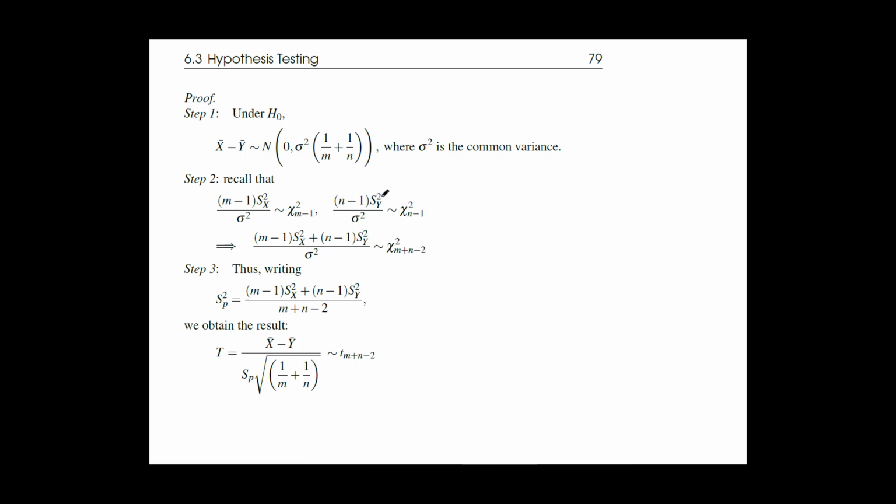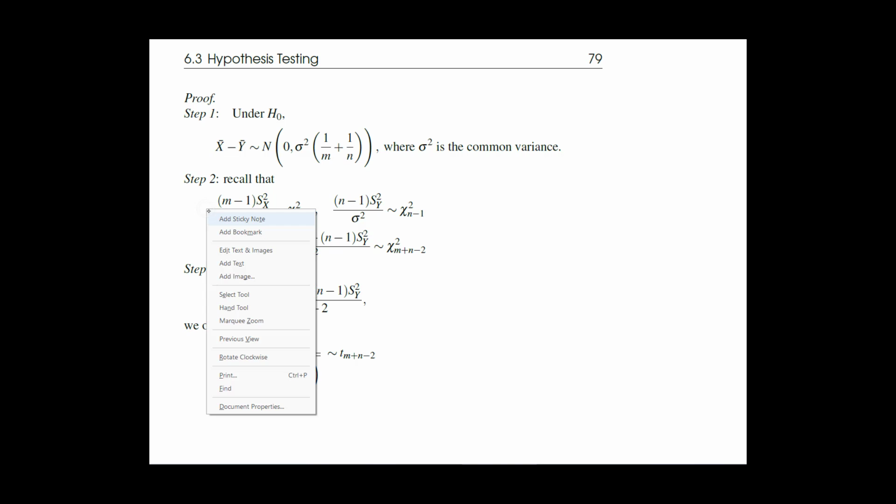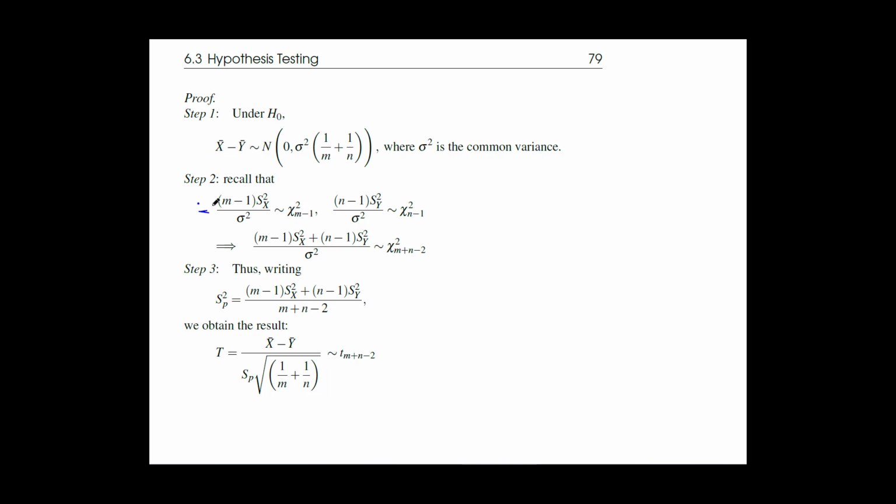On the other hand, we know that this is S squared, the statistic S squared for x, and this is S squared for y. So they're chi-square distributed. And then if you do the sum of both, it's also chi-square distributed, because we know that the sum of chi-square distributions is chi-square with the sum of the degrees of freedom. And that's where the n plus n minus 2 appears.